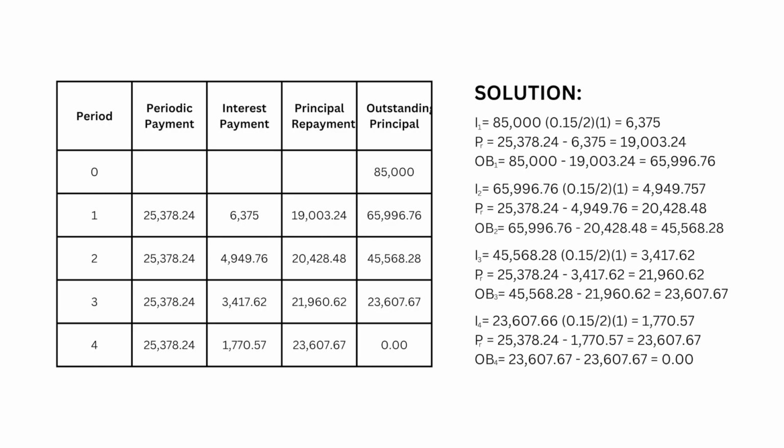We must multiply 65,996.76 by 0.15 over 2 times 1, which equals 4,949.76. Since we already got the second interest payment, we can now solve for the second principal payment. To solve for this, we will just deduct 4,949.76 pesos from 25,378.24 pesos, which is our periodic payment. And this will result in 20,428.48.